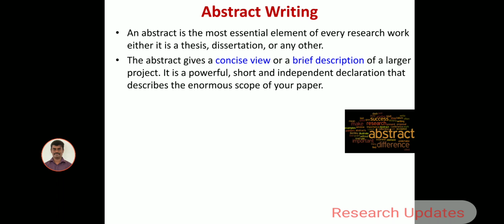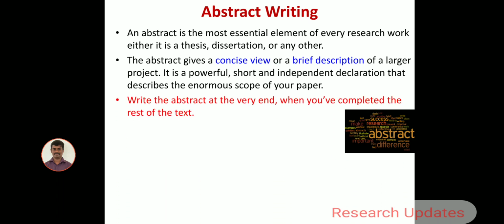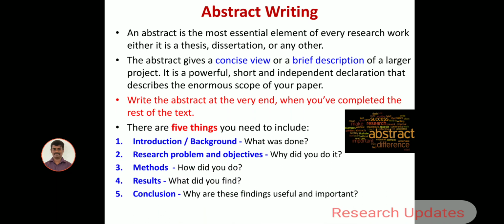When do we have to start writing an abstract, either at the beginning or after the work is done? So always remember, write the abstract at the very end when you have completed your research or your publication work or your text. So always prepare your abstract at the end. And while preparing the abstract, you have to remember the 5 things which have to be included in your abstract.